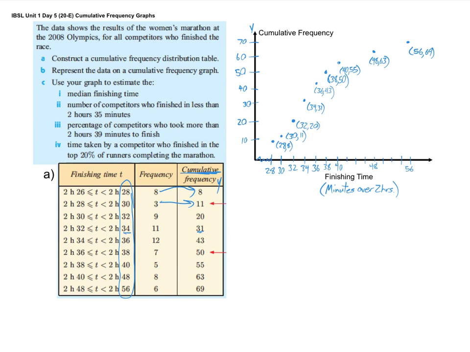Now, once you get all of those points, don't do it like a broken line graph. Try to make it a curve the best you can. Okay? Because the idea is that people are finishing kind of throughout that time. Also, from the first point, you'll go straight to the origin. Okay? Because the assumption is nobody has finished at 0 time. Okay? So that would be our cumulative frequency graph.